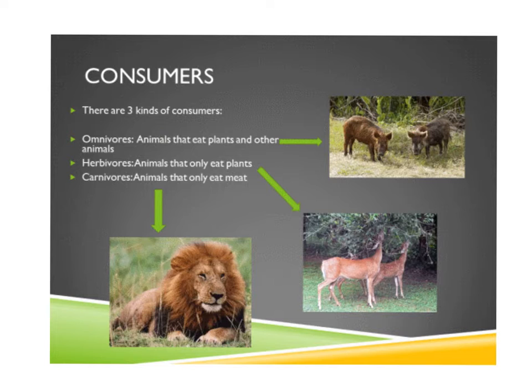Other consumers, such as hawks, snakes, or this lion right here, eat only meat or other animals, but they're still considered a consumer along with the deer that only eat plants. Both of these are considered consumers. They're consuming their food.